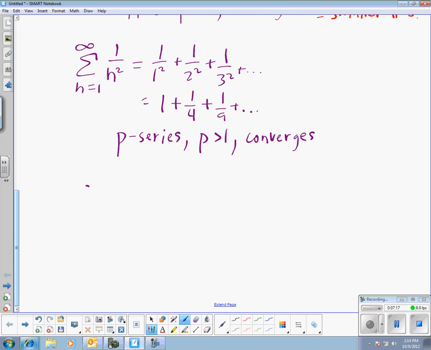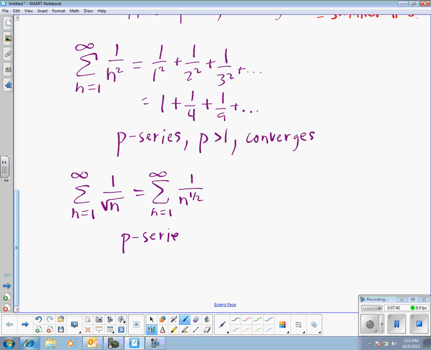All right, another quick one. What about the sum from 1 to infinity of 1 over the square root of n? So it won't always look perfectly like the pattern, but you just need to realize that the square root of n is a 1/2 power. So you don't even have to write out any terms. This is a p-series. P is equal to a half, which is less than or equal to 1, and bigger than or equal to 0. So this diverges.